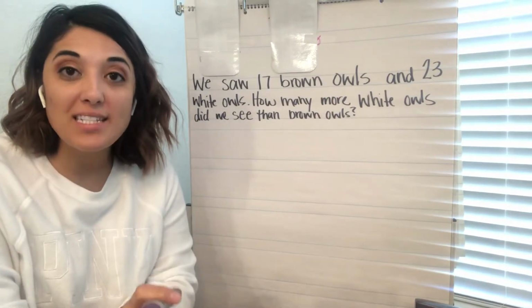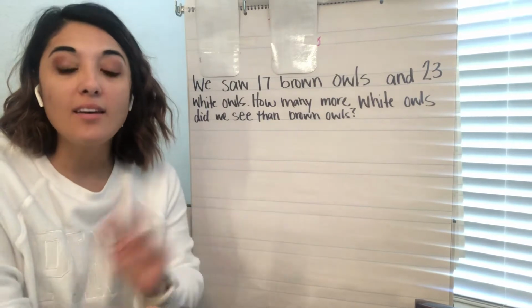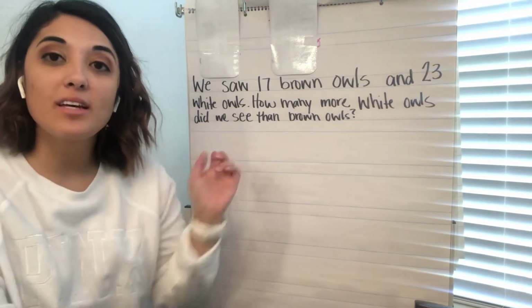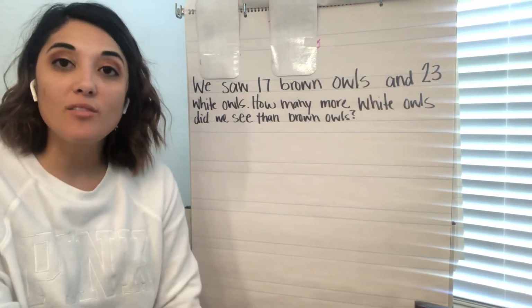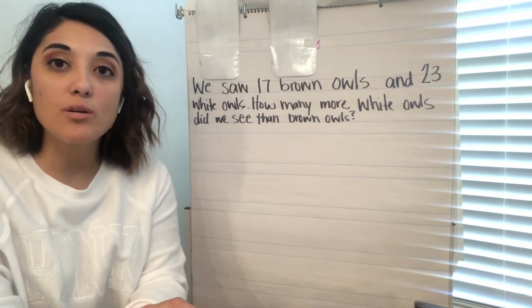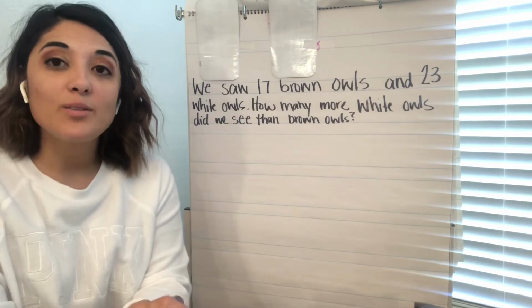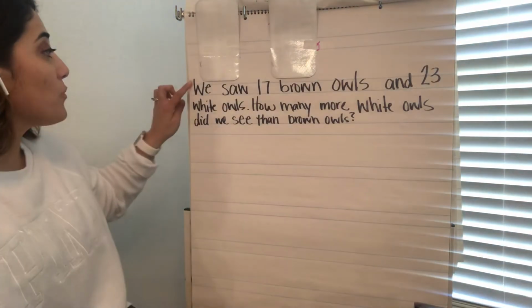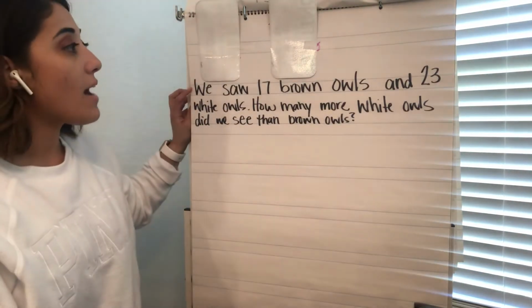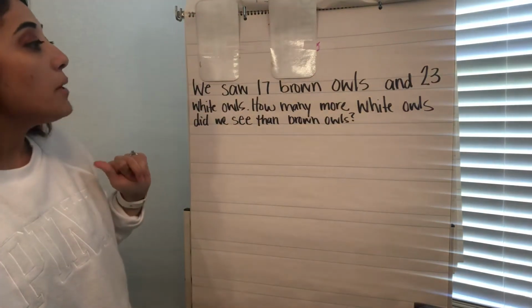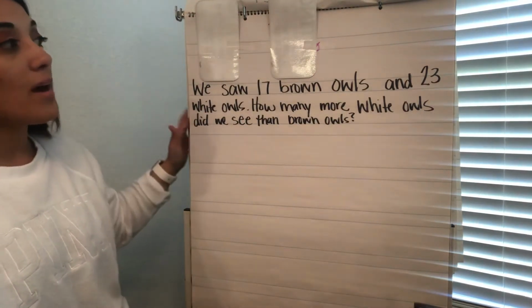I wanted to go over it since I posted the wrong day. And so hopefully we can discuss some good strategies of what your kids could have done. I chose a more challenging problem of that set. And so let's go over what the problem was. It says we saw 17 brown owls and 23 white owls. How many more white owls did we see than brown owls?